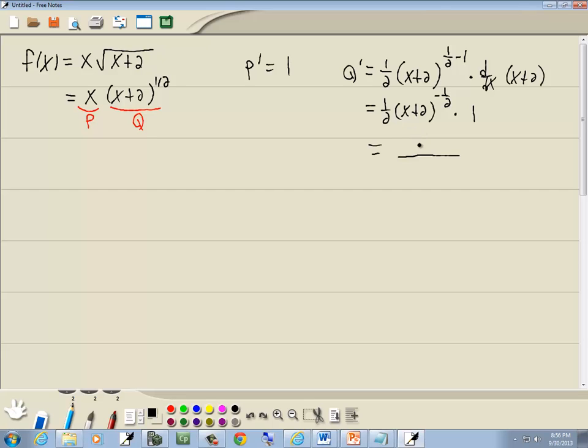Now we'll put this into a single fraction. The 2 is already in the denominator, so I'll leave it there. The (x plus 2) to the negative 1/2, I'm going to put down in the denominator, and it becomes (x plus 2) to the positive 1/2. And then a 1 up here.